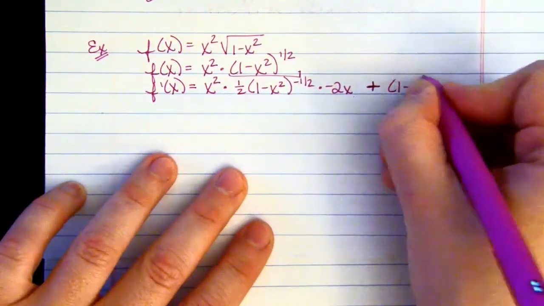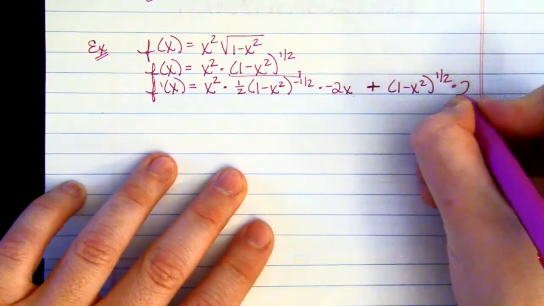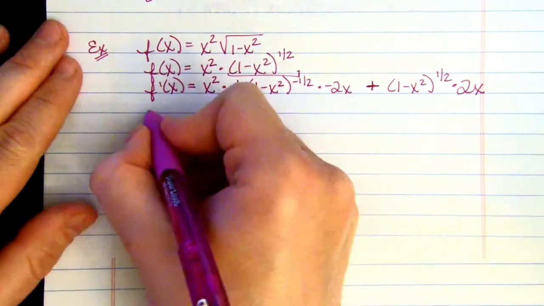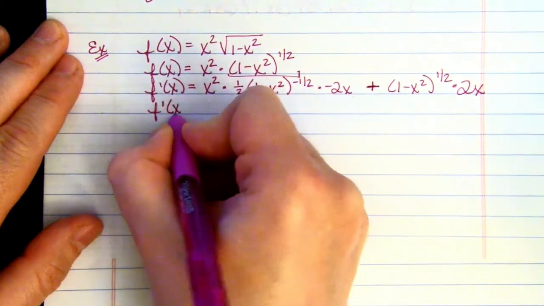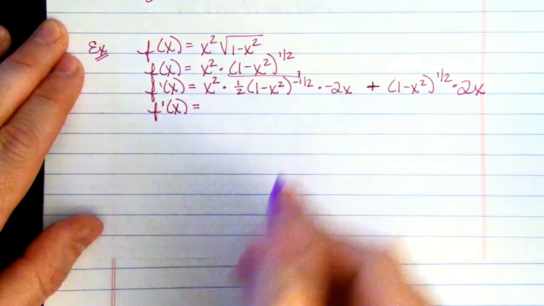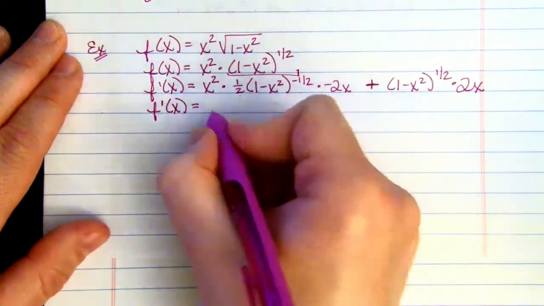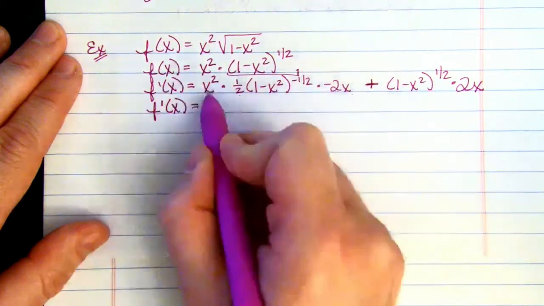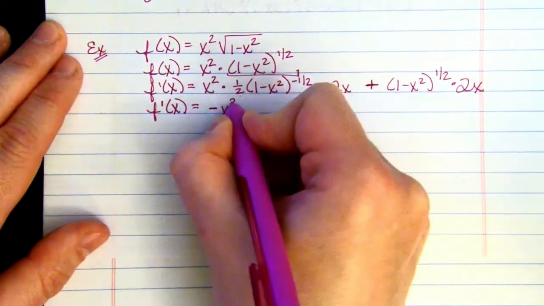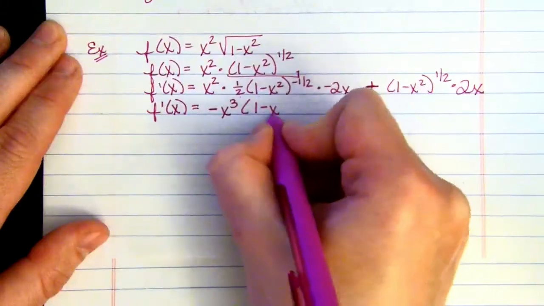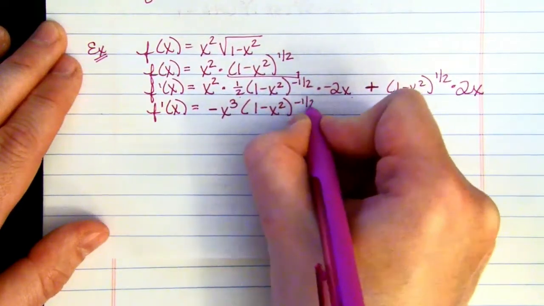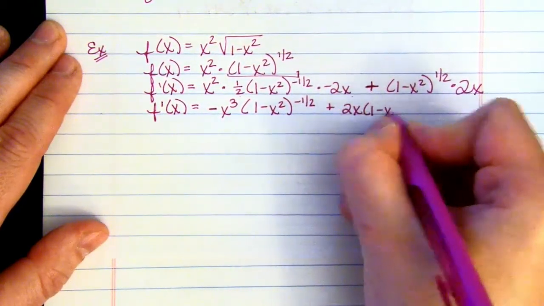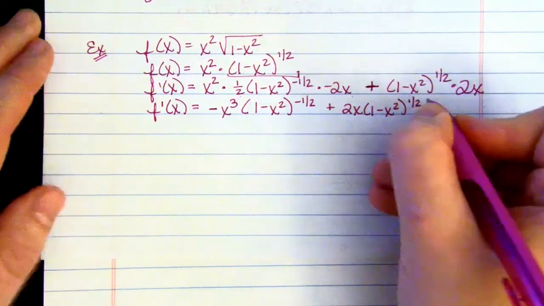Second, (1 − x²)^(1/2) times 2x. I'm going to clean this up a little bit. I'm done with the calculus, but I do have a bit of algebra to clean this thing up. 1/2 times negative 2 is just negative 1. x² times x is x³, so negative x³ times (1 − x²)^(−1/2) plus 2x times (1 − x²)^(1/2).